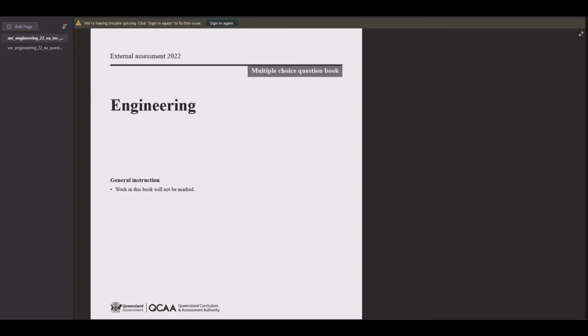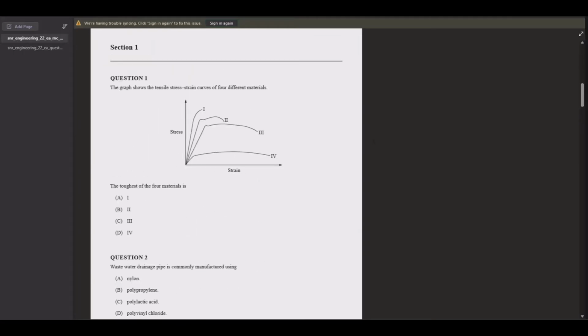Alright, so this is the 2022 paper for the engineering external, and let's go through it. Alright, so question 1.